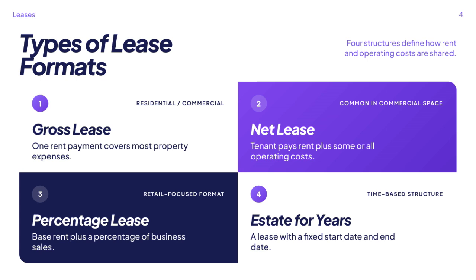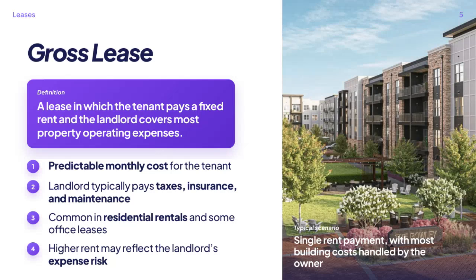A gross lease is a type of rental agreement where the tenant pays a fixed rent amount each month. The key feature here is that the landlord is responsible for covering most of the property operating expenses, such as taxes, insurance, and maintenance. This arrangement provides the tenant with a predictable monthly cost, which can be very convenient. In this setup, the tenant doesn't have to worry about fluctuating costs related to building upkeep or other operational expenses.